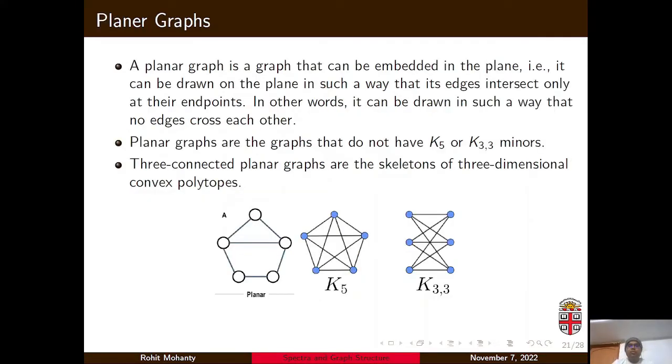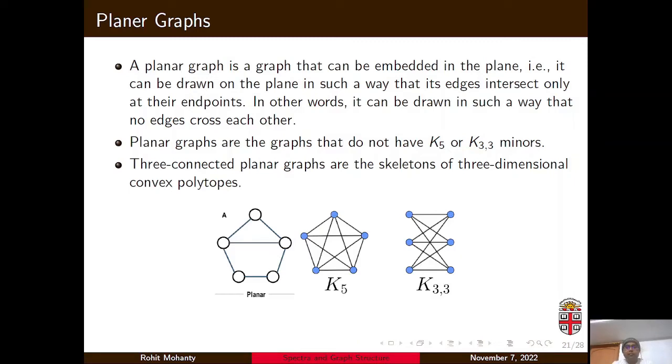So now that we have talked about all of these properties related to the structure of the graph and various properties related to normal graphs, let's talk about some special kinds of graphs which are called planar graphs. Let's first begin by describing planar graphs. A planar graph is a graph that can be embedded in the plane. That is, it can be drawn on the plane in such a way that its edges intersect only at their endpoints. In other words, it can be drawn in such a way that no edges cross each other.